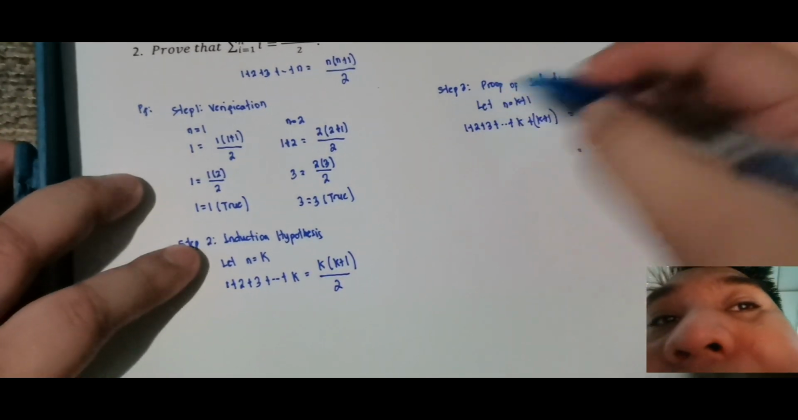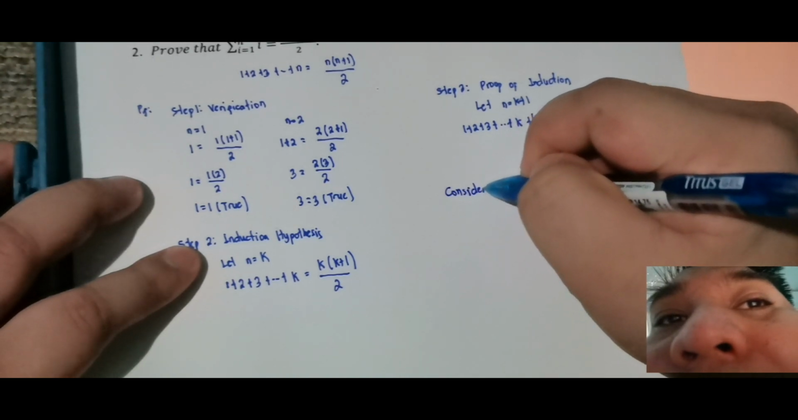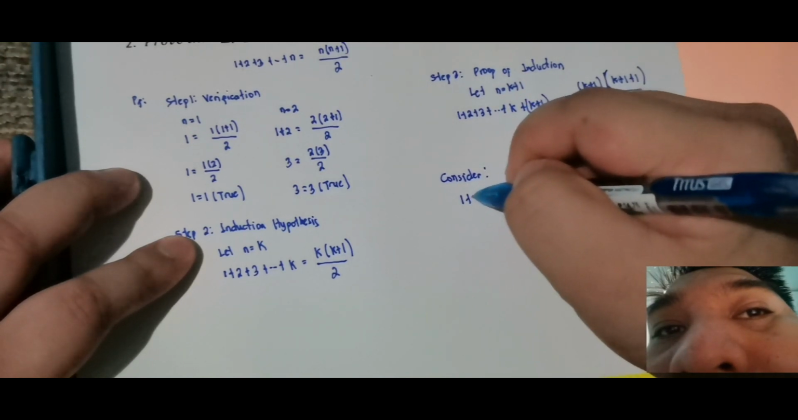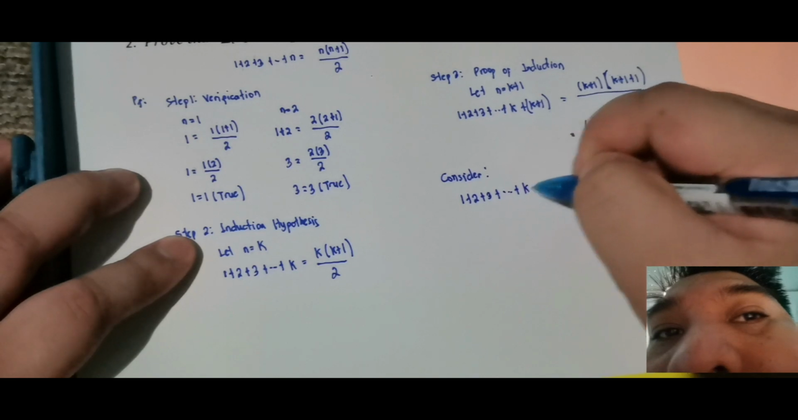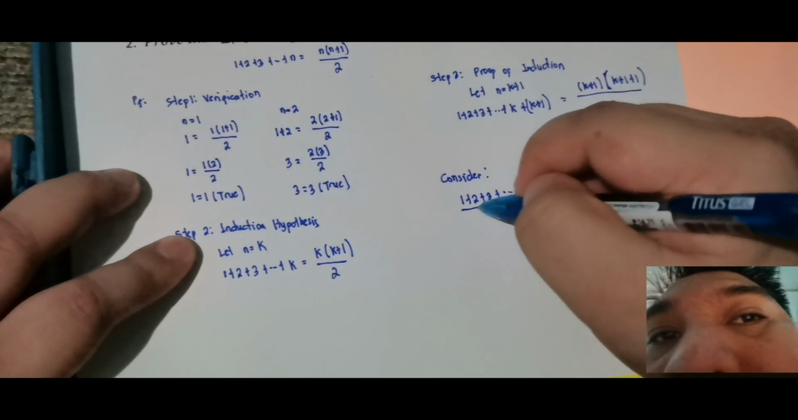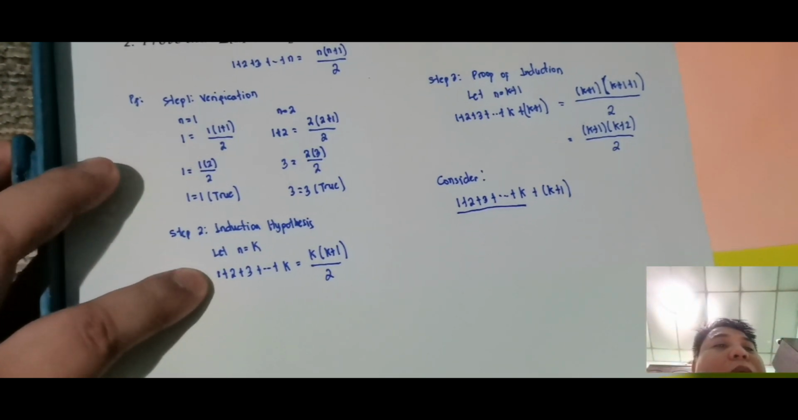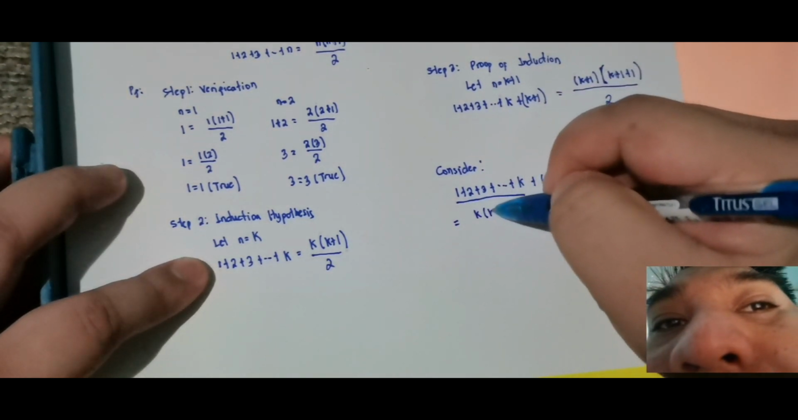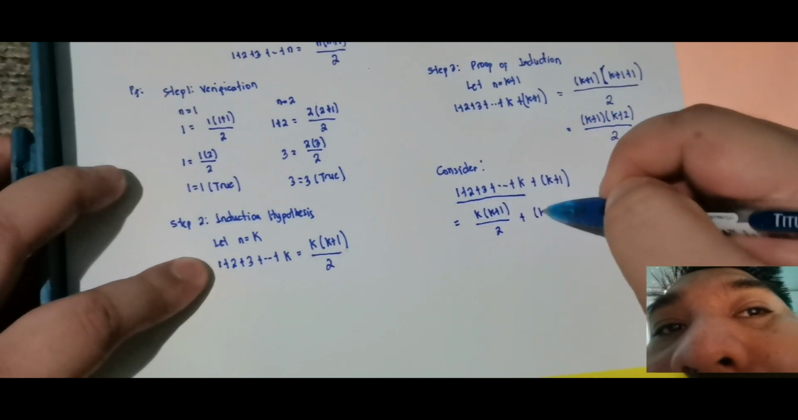So consider natin sa left hand side. So consider 1 plus 2 plus 3 plus ... plus k plus k plus 1. Okay, so aware kayo na itong part na to ay equal sa part na to, k times k plus 1 over 2. So this is equal sa k times k plus 1 over 2 plus k plus 1.